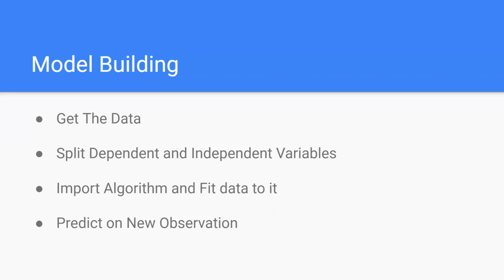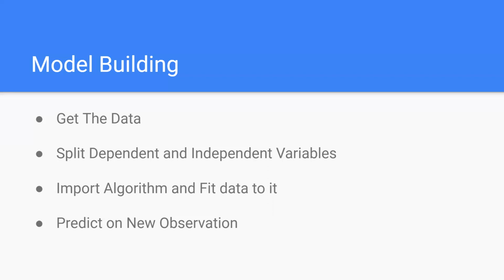Because I need to predict the salary, right? Salary is what type of variable? Dependent variable. Clear. And what is the independent variable? Experience. So given experience, what could be the salary for this person is the question. So to do that, we have to split the data. The whole data set we have to split into dependent variables and independent variables.